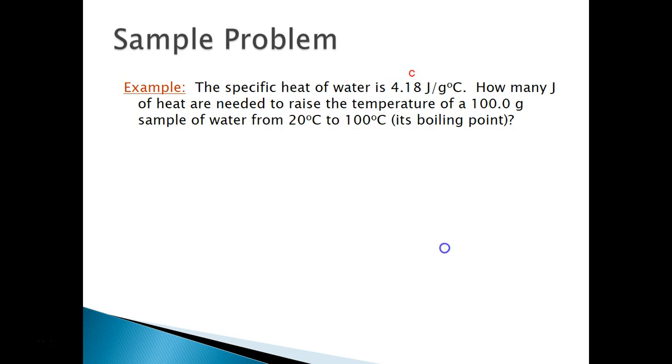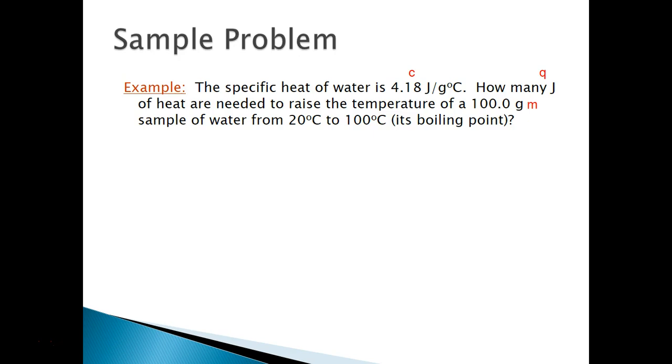So I know that the specific heat is labeled as C. So write a little C over the specific heat. It then says how many joules of heat are needed. That term, joules, tells me that it's heat, so it's Q. And we also know that since it's asking how many joules, that's going to be our variable in the problem.